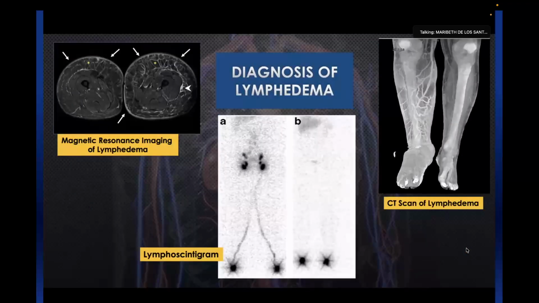So how do we diagnose lymphedema? MRI has played an increasingly important role in the diagnosis and evaluation of lymphedema, as it provides high spatial resolution of the distribution and severity of soft tissue edema, which characterizes diseased lymphatic channels.